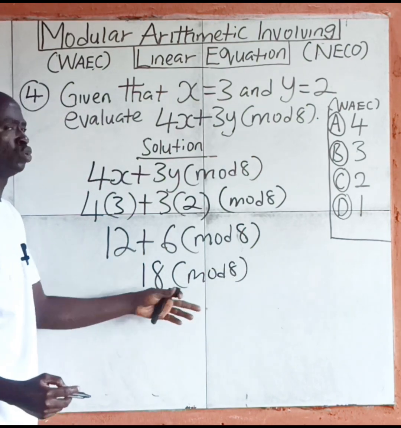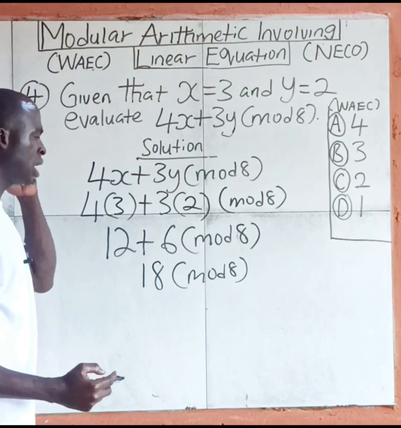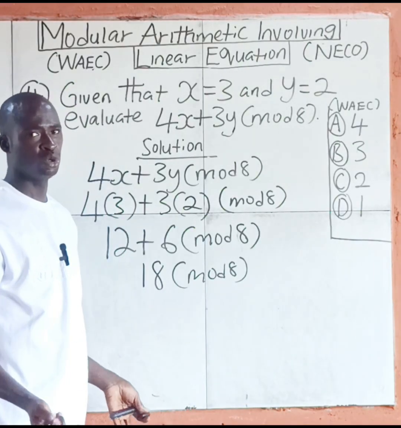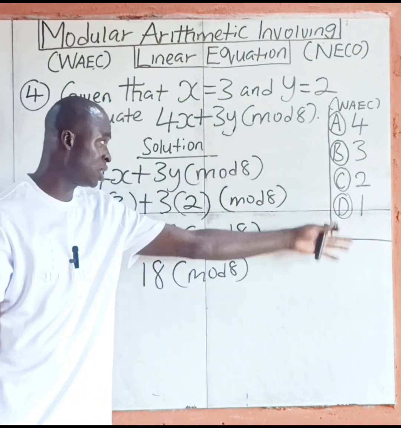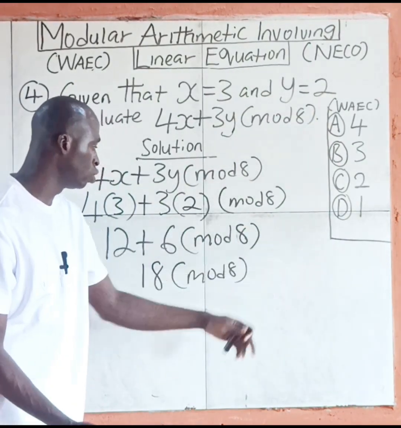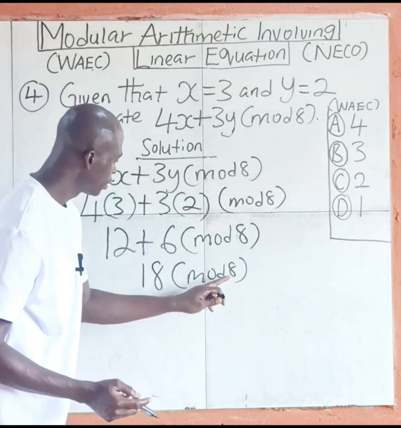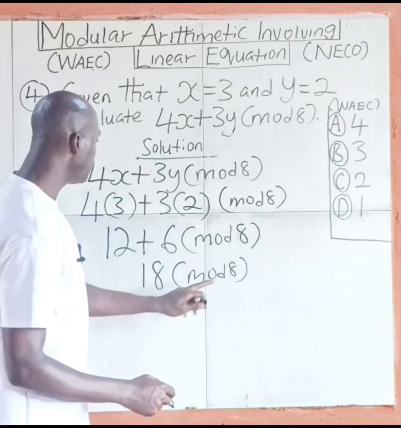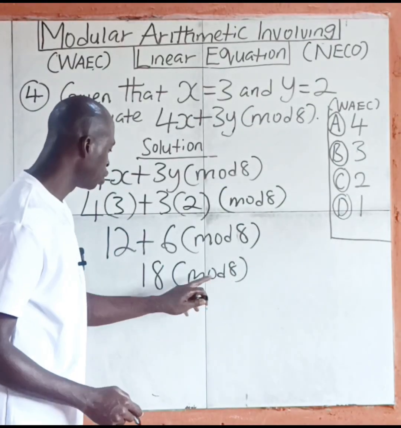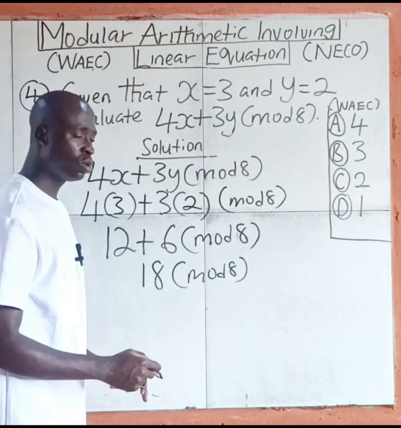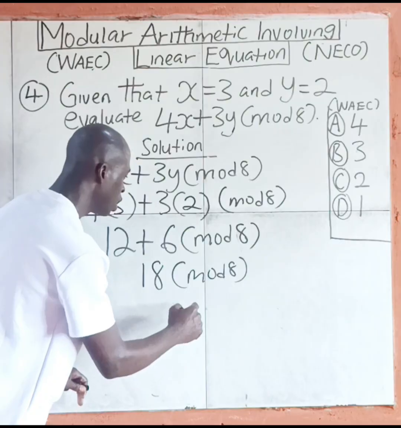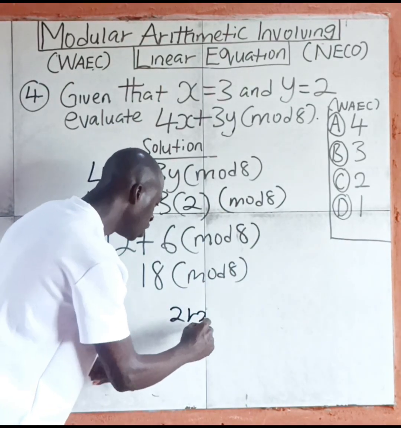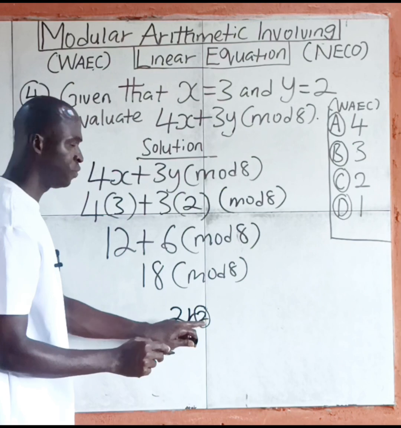So what am I going to do from here? At this stage, if the question is an objective question, you don't need to stress yourself. Like we can see, the question here is an objective question. What you simply need to do is ask yourself, 18 divided by 8, what will be the remainder? If 8 people should share 18, 8 will go into 18 twice, remainder 2. This remainder here is what we are looking for.